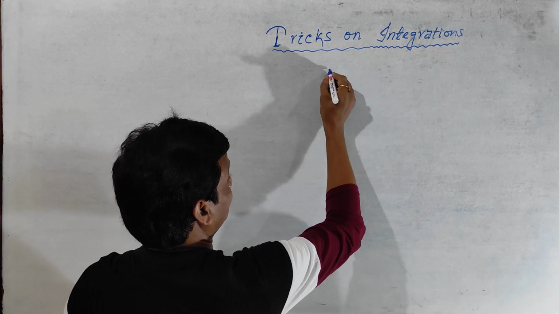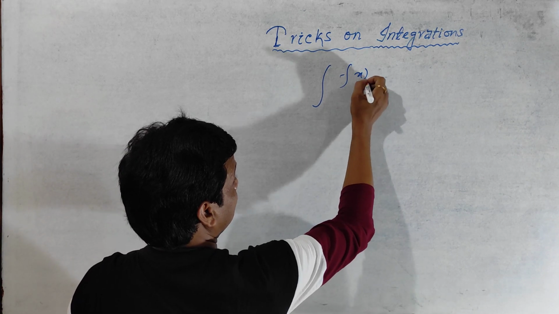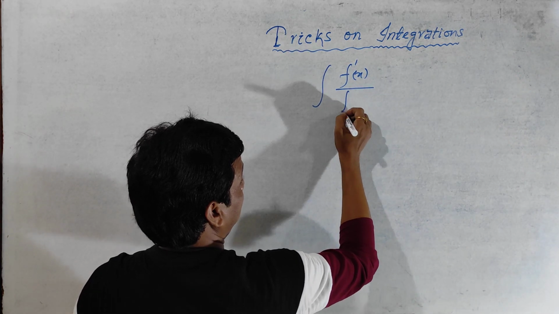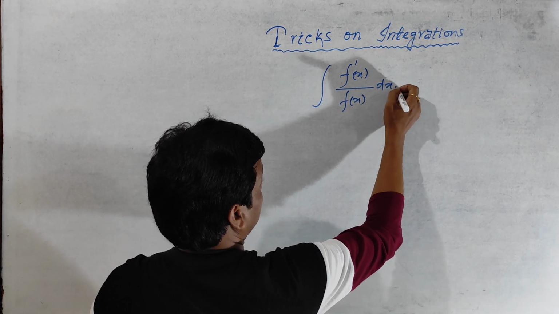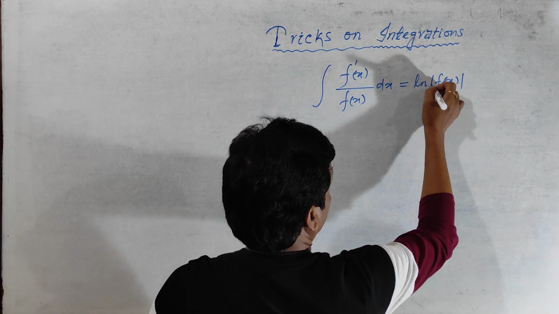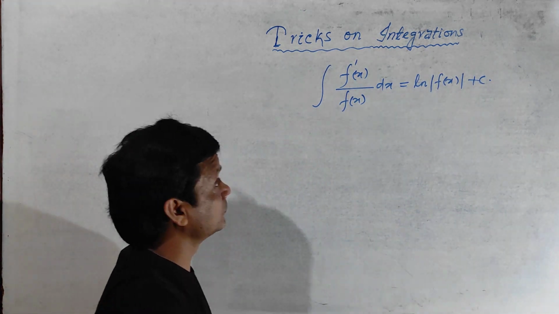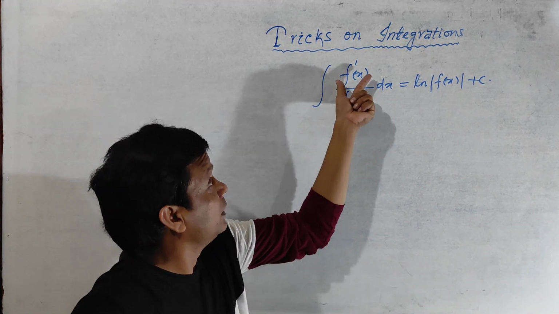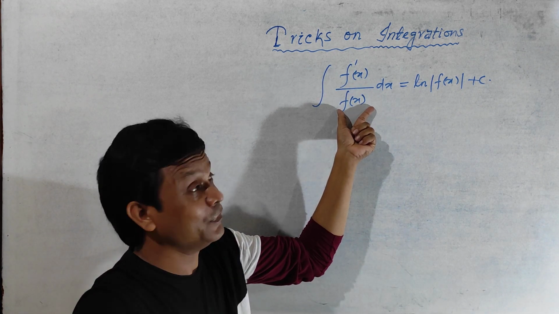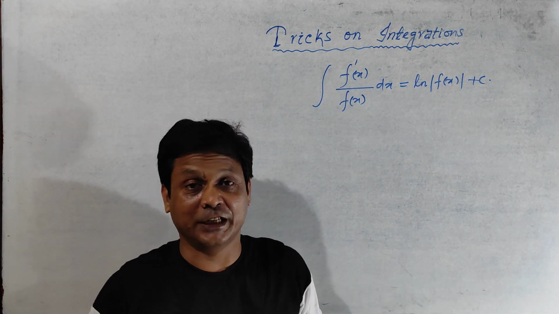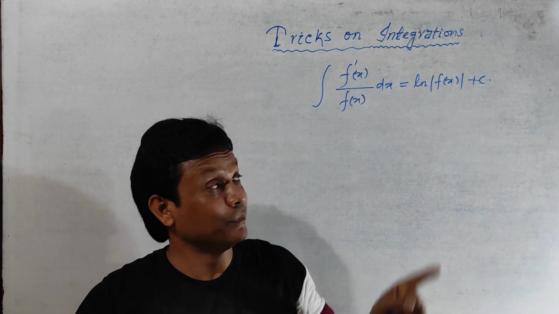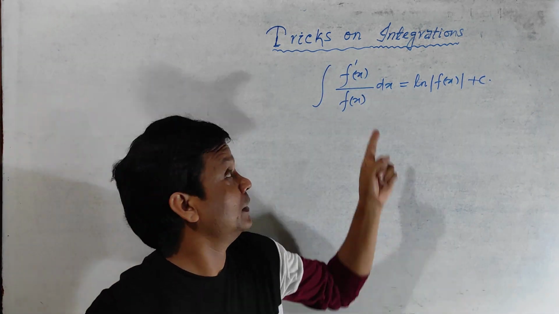See here, the formula: integration of f dash x divided by f of x into dx is equal to ln mod of f of x plus c. Here f of x is the function and f dash x is the derivative of f of x. That means the derivative of the denominator will be in the numerator.